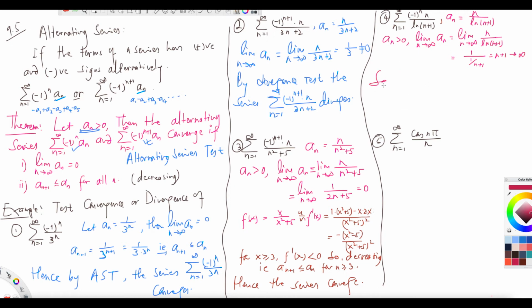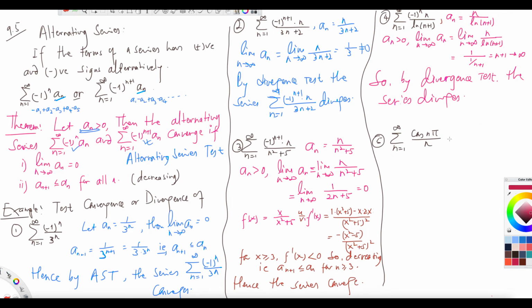So by the divergence test, the series diverges. Okay, this alternating series diverges. Okay, let us see another example.